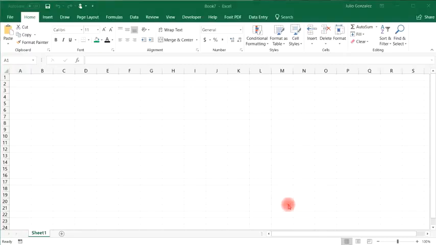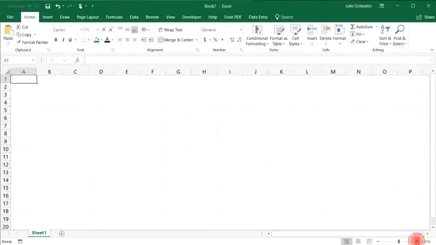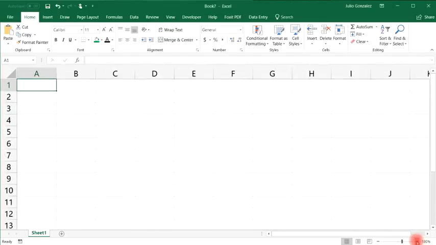In this video, we're going to talk about how to use the PMT function in Excel in order to calculate loan payments. So let's begin by zooming in.